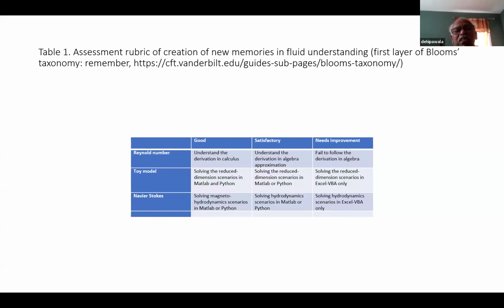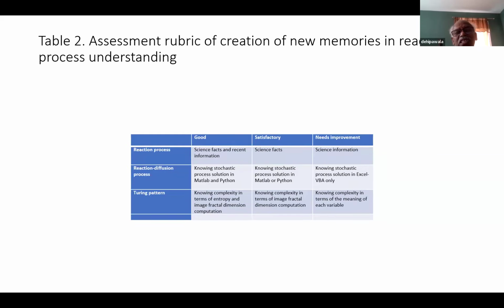The assessment rubric used for creation of new memories in fluid understanding is here. We went over the Reynolds number, toy model, and Navier-Stokes. Based on this, we assess them as good, satisfactory, or needing improvement. That is the assessment rubric for creation of memories and diffusion understanding.